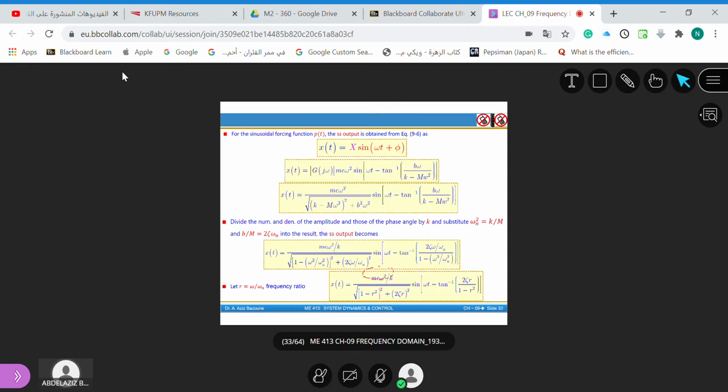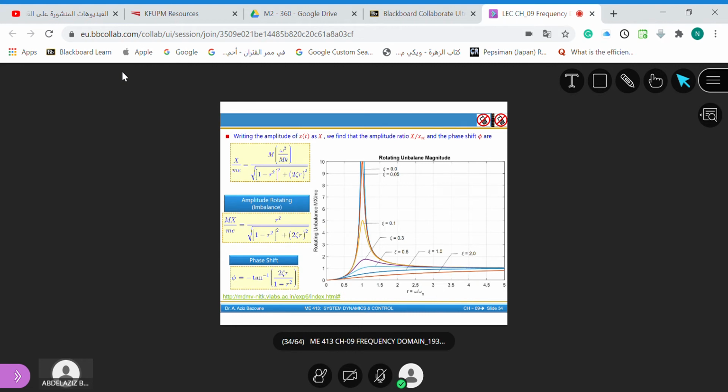We have seen this formula last lecture, if you remember, except here P is simply written as m omega squared e, where e is the eccentricity, the distance from the center of rotation to the center of mass. Now we can write x over m e, where m is the mass of the imbalance and e is the eccentricity. We can write it in this form.